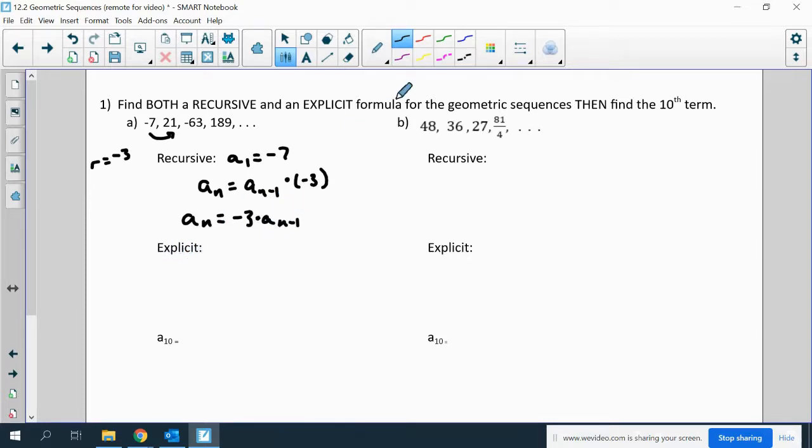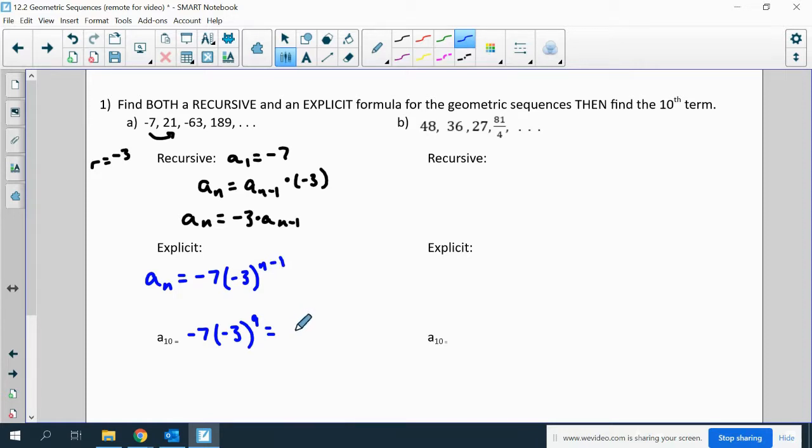If I wanted to define this explicitly, I would say a sub n is equal to -7, which is my first term, times the common ratio, which is -3, to the n minus 1. So this is defining it all in one shot. Now a sub 10 would be -7 times -3 to the 9th, because if I plug in 10, I get 10 minus 1, which is 9.